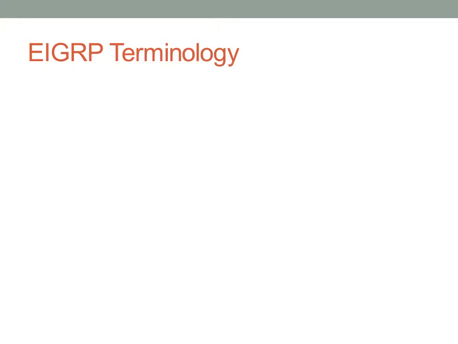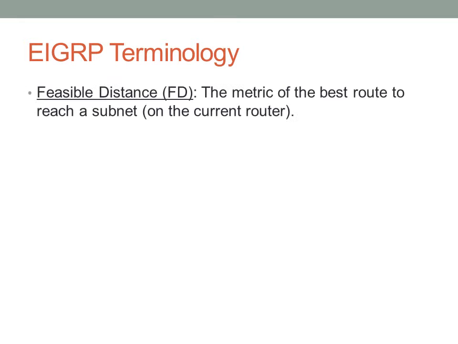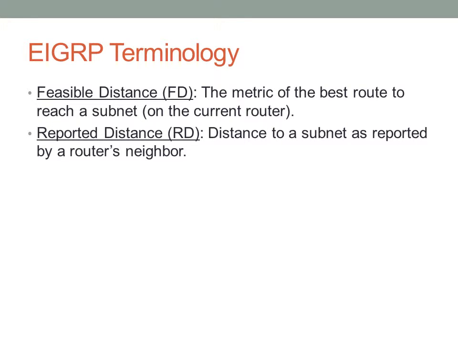Now, there's some weird EIGRP terminology that you need to be familiar with because the routing process is a little bit different. There's what's called feasible distance, and this is going to be the cost of the best route to reach a given subnet. We have also what's called the reported distance, and this is going to be the distance reported upstream by the router's neighbor who gave them the route for the feasible distance.